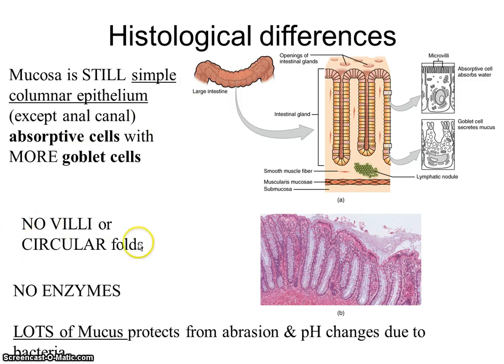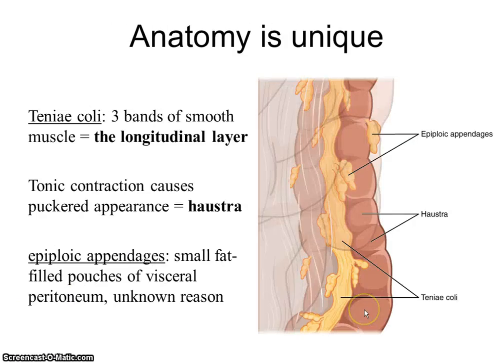No villi or circular folds, right? Just no enzymes made, lots and lots of mucus when you look at this histologically. You see these structures called the taeniae coli. So there are 3 bands of smooth muscle in the longitudinal layer. So the longitudinal layer is significantly reduced.